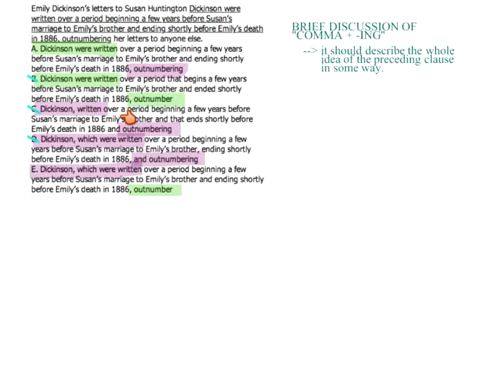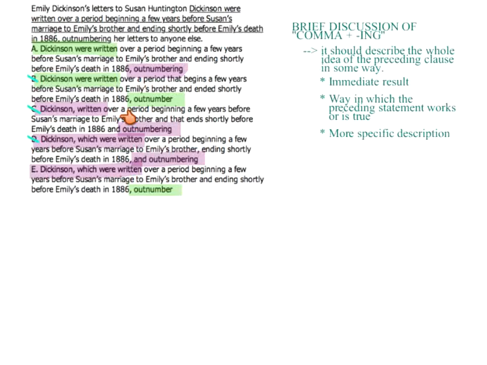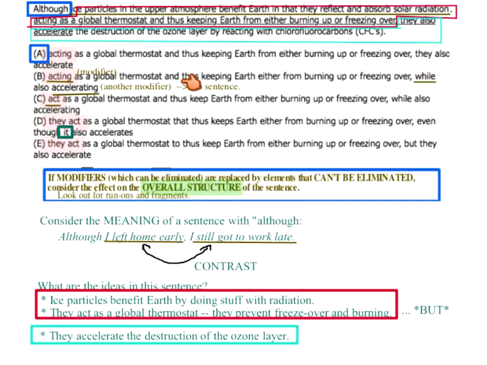It could describe an immediate result of that previous clause. It could describe a way in which that statement is true or works. It could give a more specific description of the preceding statement, etc. So in fact, if we look back at this problem about ice particles in the atmosphere, we might as well talk about that really quick because it's right here.